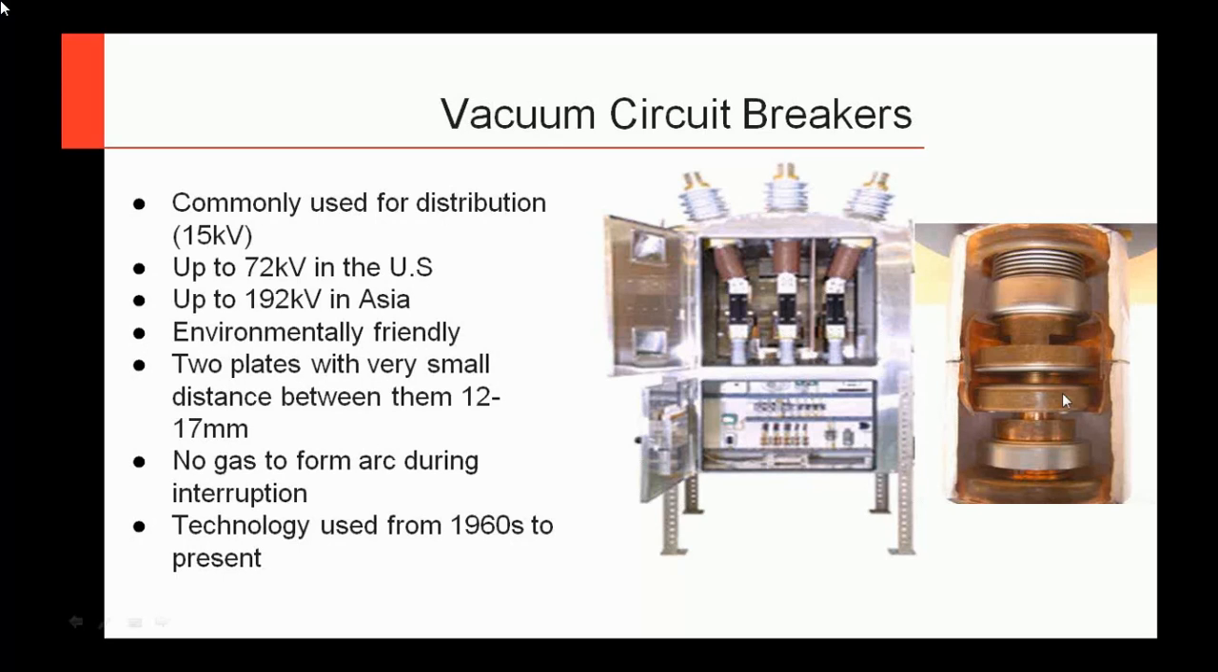You'll notice I got a picture of the interrupter over here on the right. You'll see that's a very small distance between those plates, usually maybe 12 to 17 millimeters. And so when this interrupts, those plates separate, and there's not any gas in there to form the arc. It's in total vacuum. But the actual plates melt away a little bit, and that's what forms the arc. And then when they separate enough on your next zero crossing, that arc extinguishes. Vacuum circuit breakers have been around since about the 1960s, and of course they're still manufactured today.